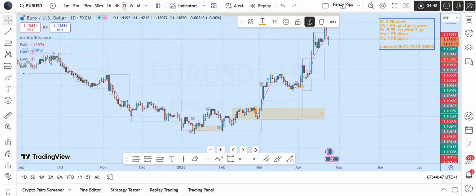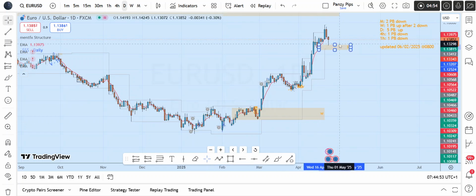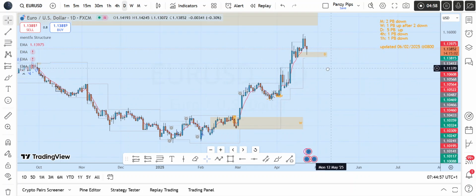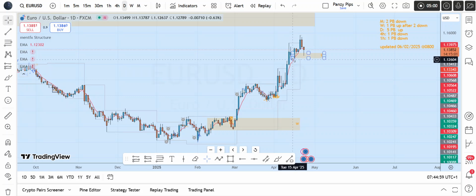5 PB up. All right, so 5 PB up, and I'd want to move my daily to this point. Okay, now we can see very clearly that this is our zone.